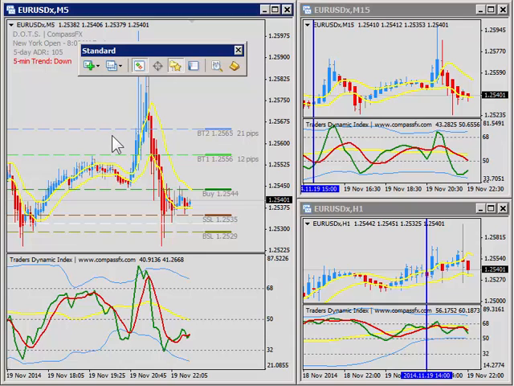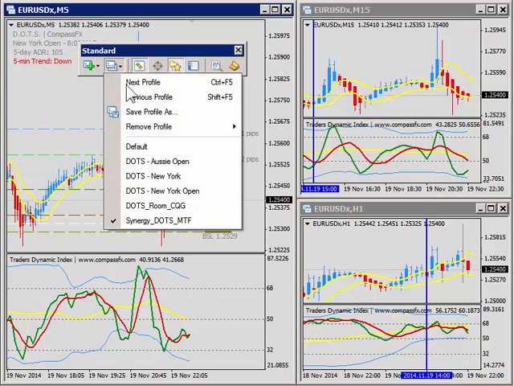Okay, what you first want to do is create the charts the way you want. Make sure they're exactly the way you want them to be. Then click on the Profiles and go to Save Profile As, and then give it a name. Now I've named this profile Synergy.MTF for multiple time frame.